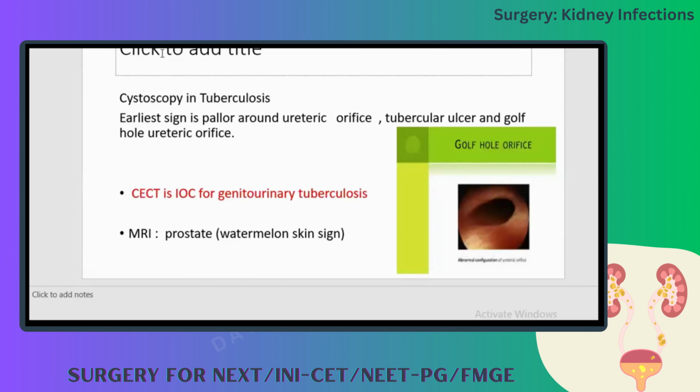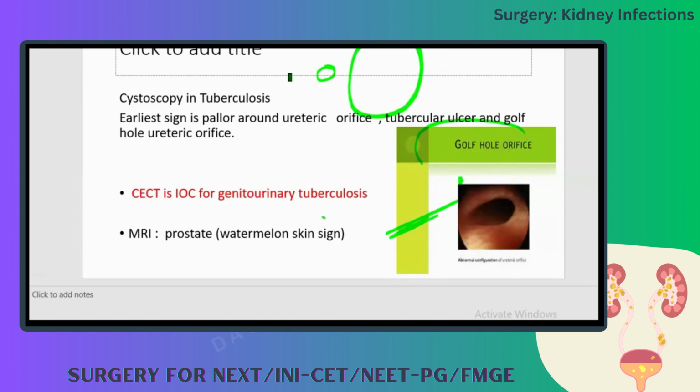And you do a cystoscopy. Once you go into the bladder and see, there will be this type of image. Golf hole orifice. See, the normal orifice will be like this. But because of extensive fibrosis, the orifice will be like a golf hole. See these images. Never forget golf hole orifice. Thimble bladder, moth-eaten appearance, golf hole orifice. These three are a must.